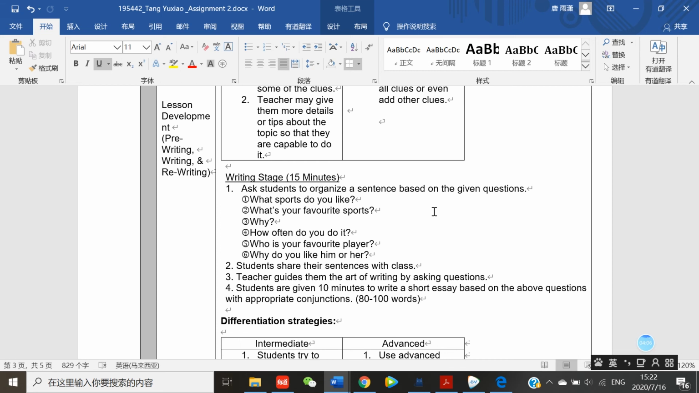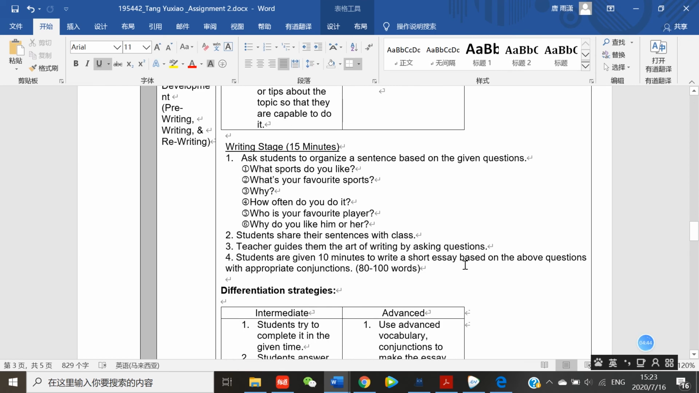So students need to organize a sentence like, my favorite sport is blah blah blah, and my favorite sport is because is blah blah blah, and I do it once a week, and so on. I like him because he is very successful, or something like this. Just a very short sentence, and they need to share this sentence with the class.